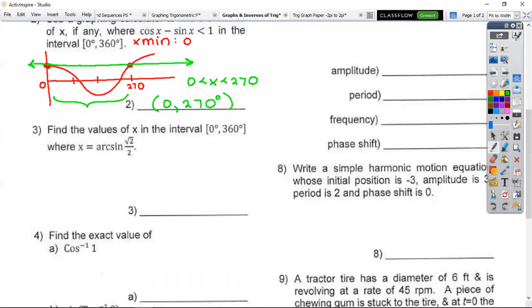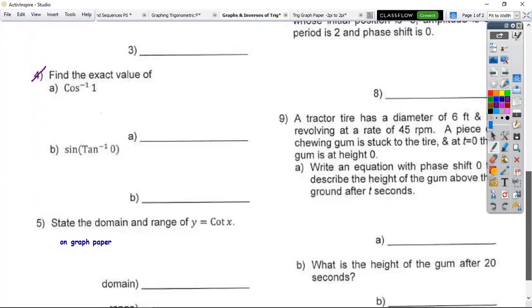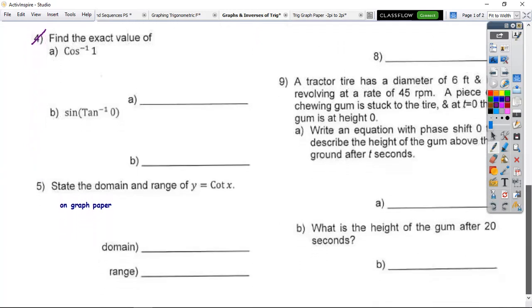Okay, so number 3, you can cross it off if you did not do inverse trig functions. Same thing with number 4, you may omit it. You're not responsible for that. So 3 and 4 you can cross off. And let's go down to number 5.